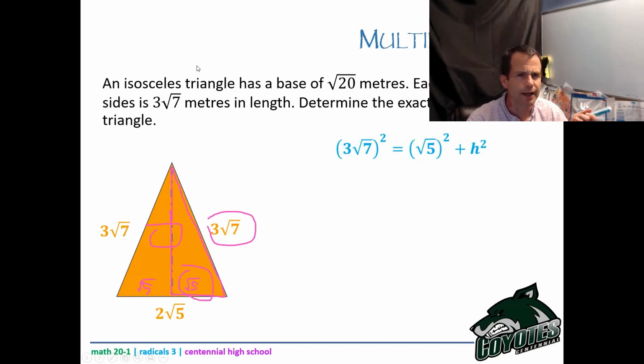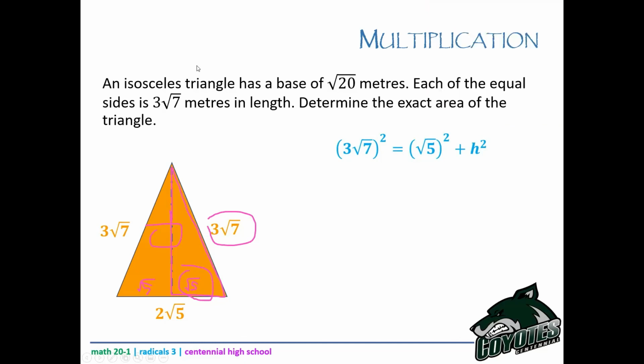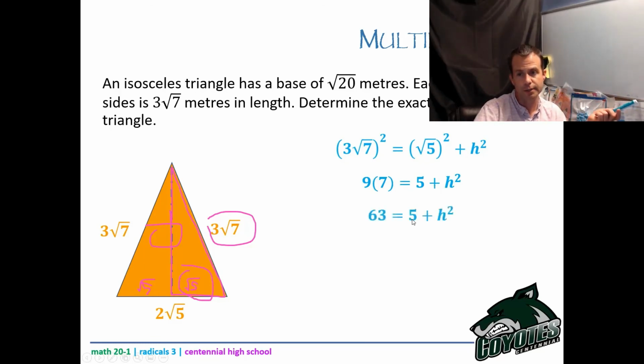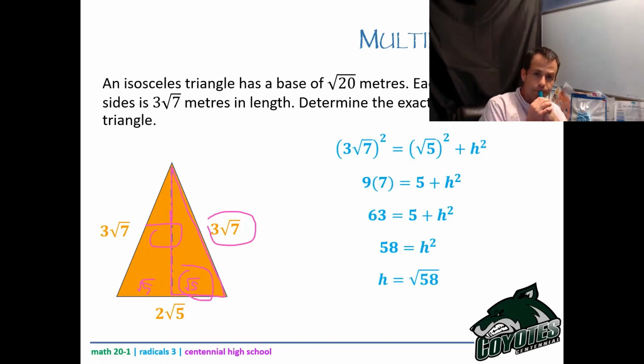Okay, I don't think I'm hiding it, but just in case my head is hiding that, I'll just hide myself for a sec. There you go. Okay, so 3 root 7 squared, well, 3 squared is 9, root 7 squared is 7, so that'd be 9 times 7. Root 5 squared would just be 5. So I get 9 times 7 equals 5 plus h squared. 9 times 7 is 63, and I'll subtract 5 from both sides. So that'll give me 58 equals h squared. So then h would be the root of 58, okay? So now I know that my height is root 58, and my base is 2 root 5.